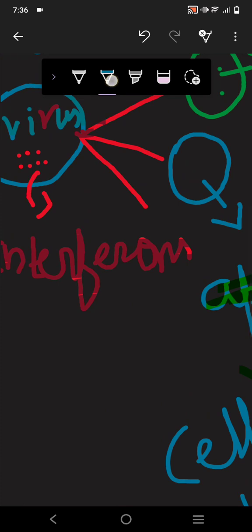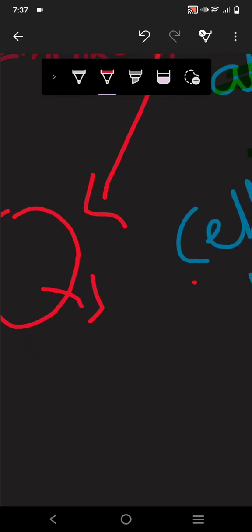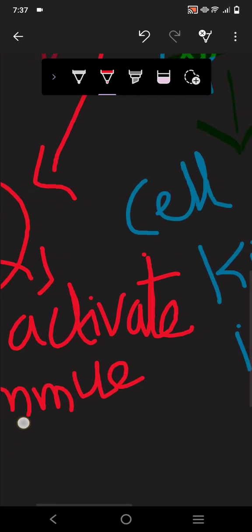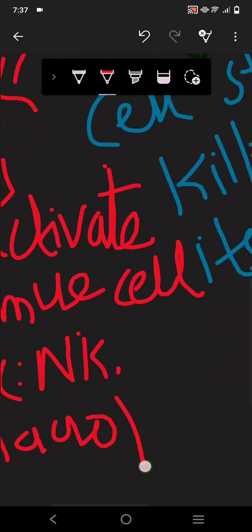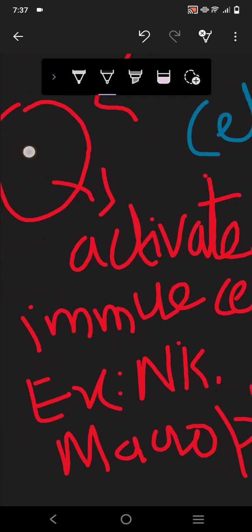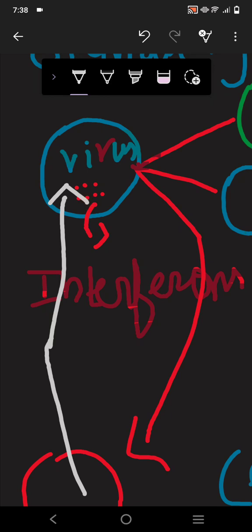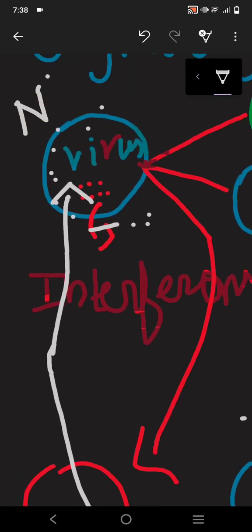Now another example. Here is another cell that will activate its immune system. Activate immune cells. For example, natural killer cells, NK cells, and macrophages. What will these natural killer cells do? They will go to this virus-containing cell and start eating it, because as we know NK cells and macrophages work in immunity, so they will start eating this.